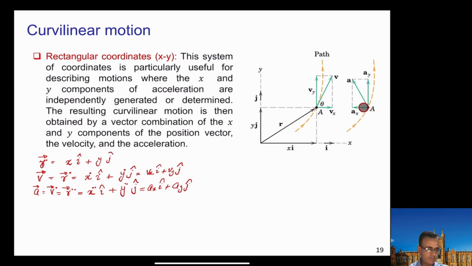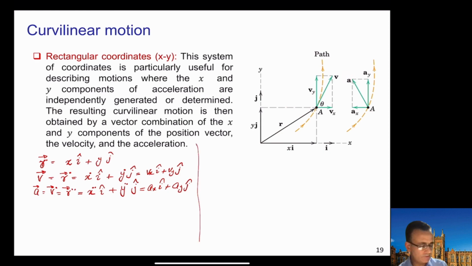And similarly, the acceleration of a particle. If the acceleration is in this direction here, the total acceleration can be split into two components, in the x direction and in the y direction. So you can see ax is the x component of acceleration and ay is the y component of this acceleration.